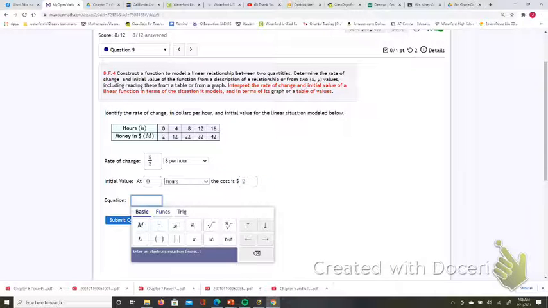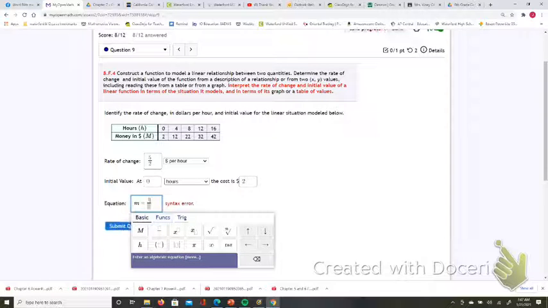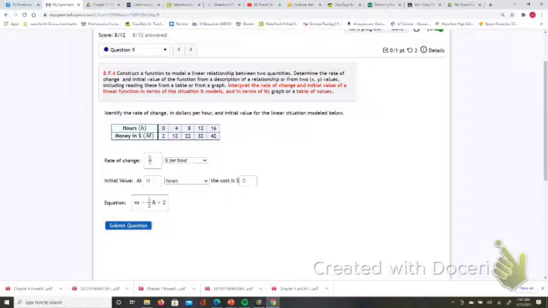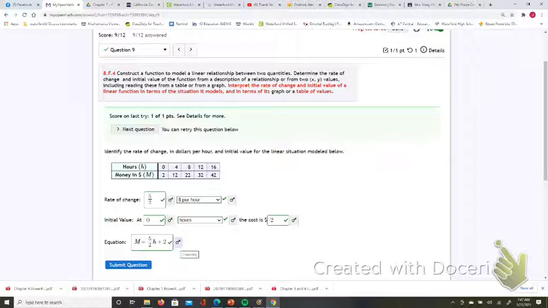And do you notice again that we're not using X and Y? We're using H and M. So M equals, okay, our slope, our rate of change was 5 over 2 H plus our initial value of 2. So our Y value is the M and our X value is the H. And we submit.